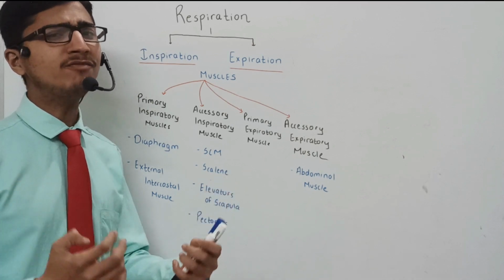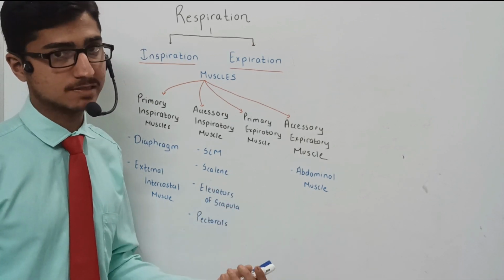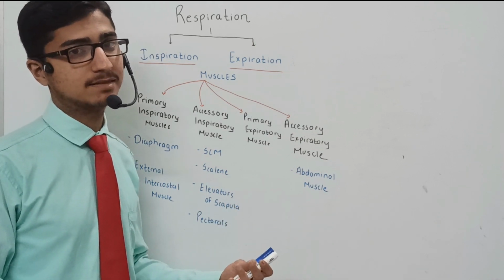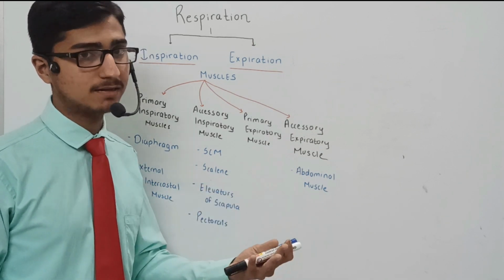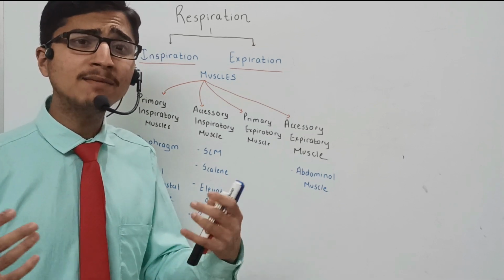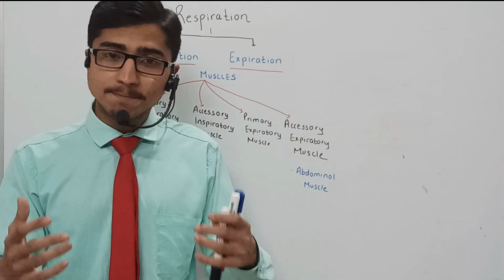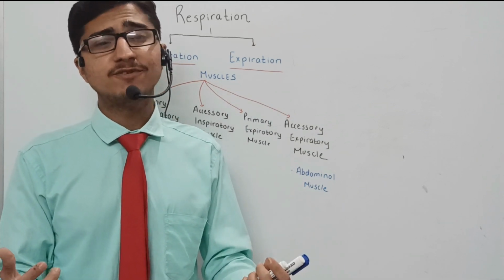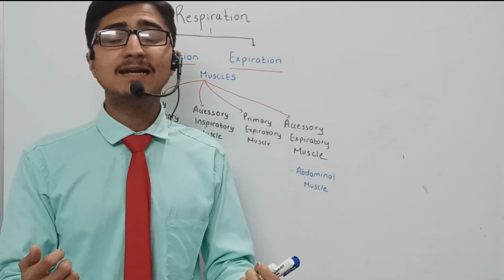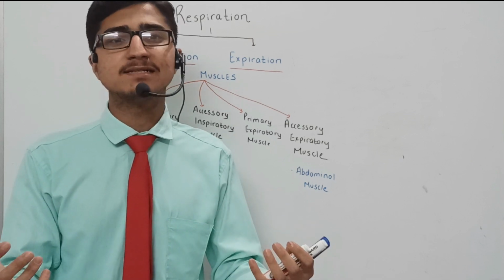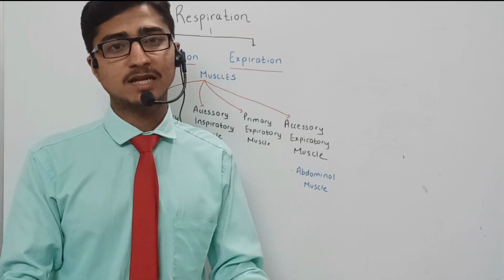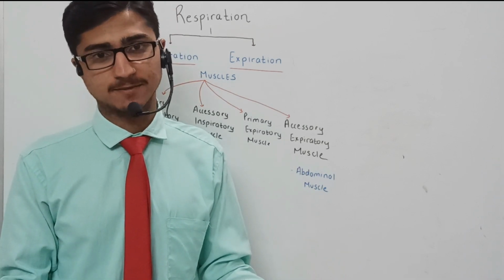Certain muscles are involved in both of these processes. They are again divided into two types of muscles. Number one is primary muscles and number two is accessory muscles. Now what do I mean by primary muscles? Primary are those muscles which are essentially needed during that process, and the accessory are those muscles which are required when we are doing forced inspiration or forced expiration.